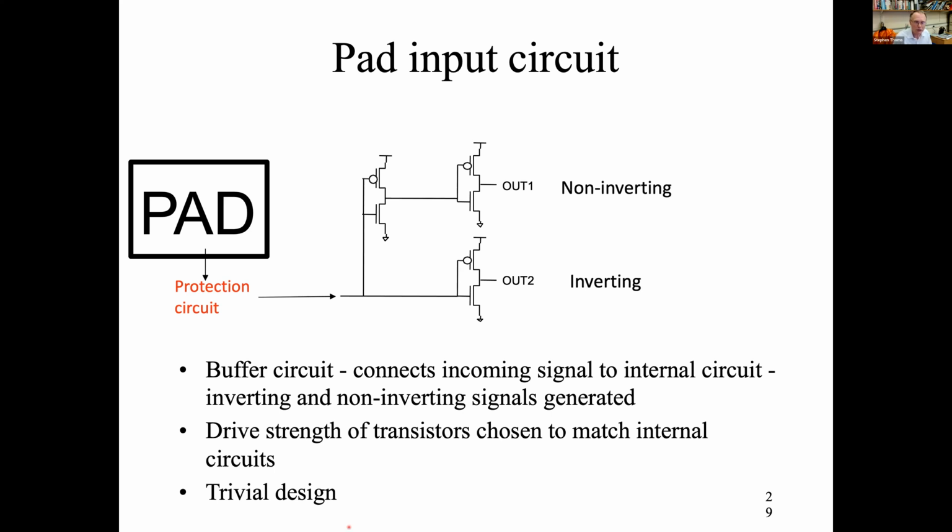So here is our diagrammatic pad. This is a large square, typically of metal, which can be bonded to the outside world with wire bond. That's typical. So I say 50 or 100 micron square, pretty big. But then it needs a protection circuit. And then it also needs various inverting and non-inverting buffers. And so we need to match the drive strengths to both the outside world and the circuit on the inside. So that's relatively straightforward.